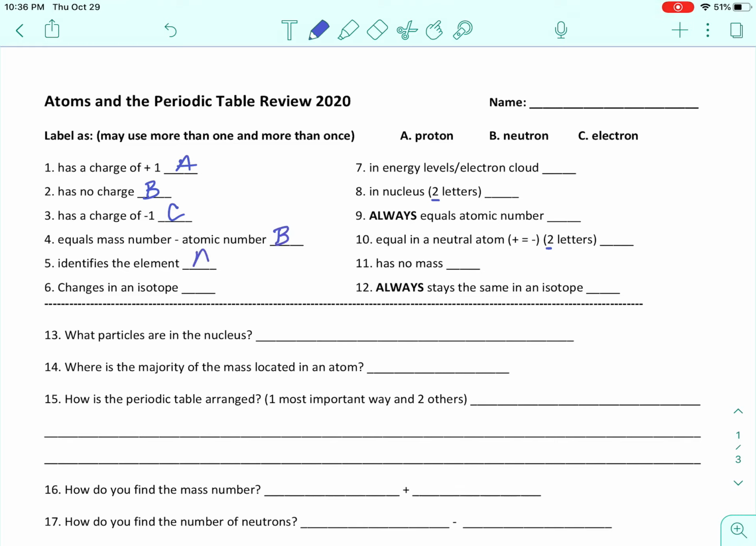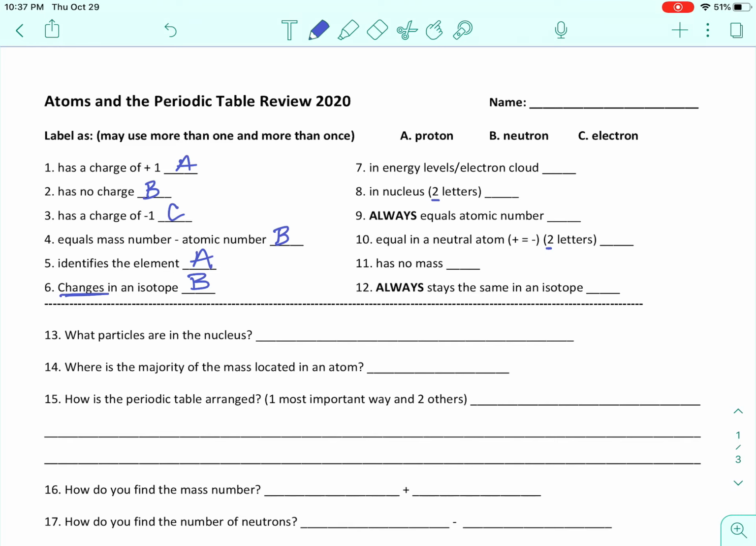Identifies the element, that gives it its atomic number. Each element has a unique atomic number, that's going to be the proton. Changes in an isotope. So that's going to be B, the neutron. Remember, isotopes are atoms of the same element, but they have different mass numbers. So that means they have the same number of protons, but different numbers of neutrons. So the neutrons can change.